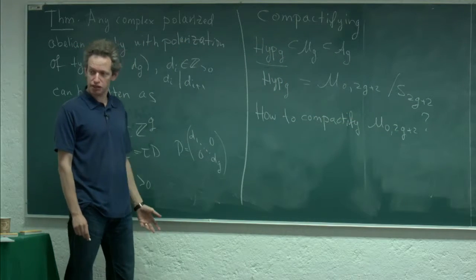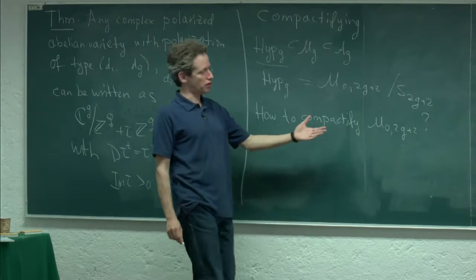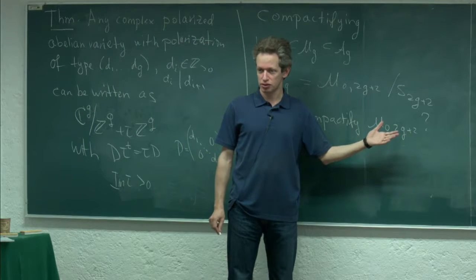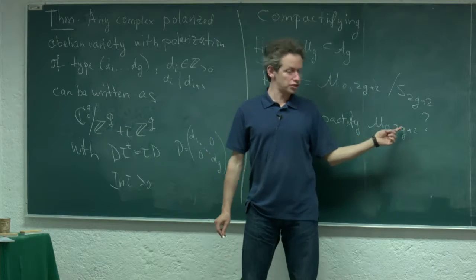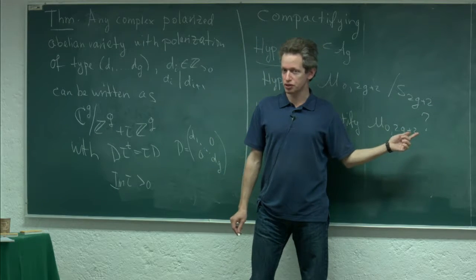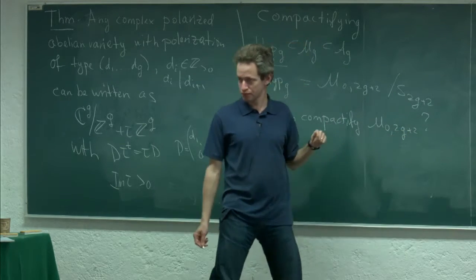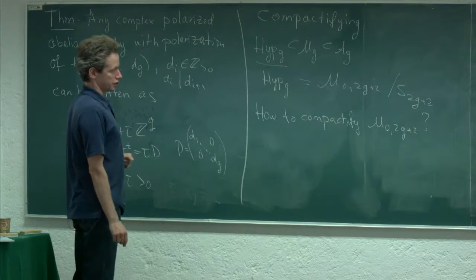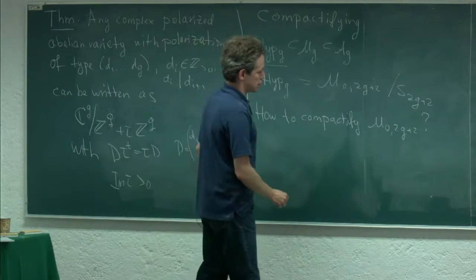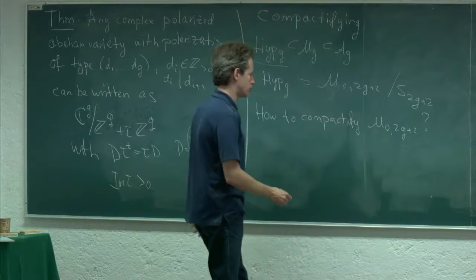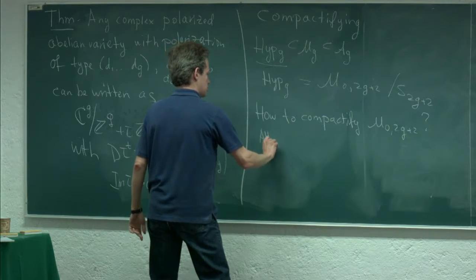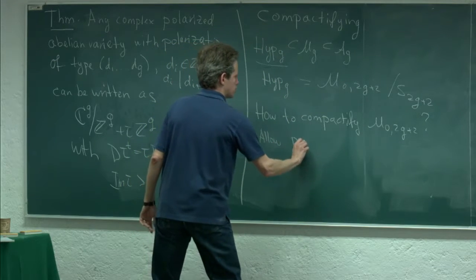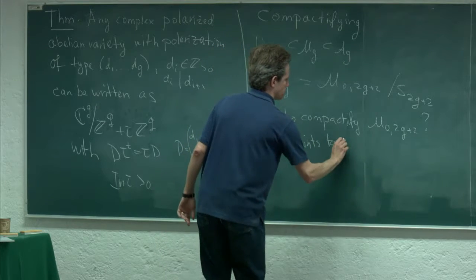And you had your GIT class that I hope covered this, right? So what is this? This is 2g plus 2 points up to PGL2, a GIT quotient. Okay? GIT compactification. So this means that you should allow the points to come together.